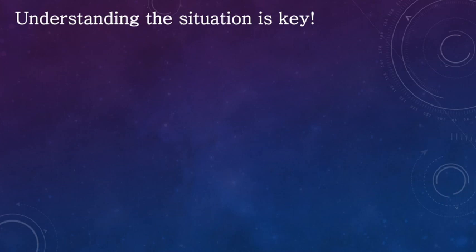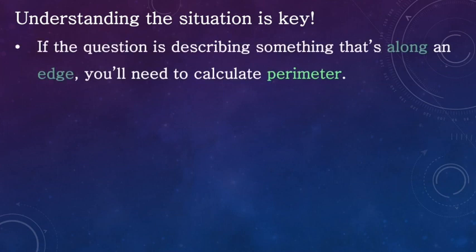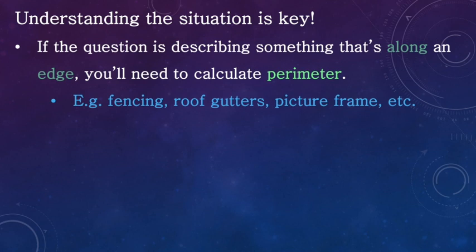All right, so let's talk about how we can actually train our brain to detect which one we have to find. So if the question is describing something that's along an edge or along a side or around a side, right? Any other synonyms of these words, you'll need to find perimeter. So some examples of this is fencing, right? Because fencing is around a yard. Roof gutters are along the edge of a house. A picture frame, of course, is around either a painting or a picture. So as you see more of these, you'll understand and you'll automatically kind of click that that is perimeter.